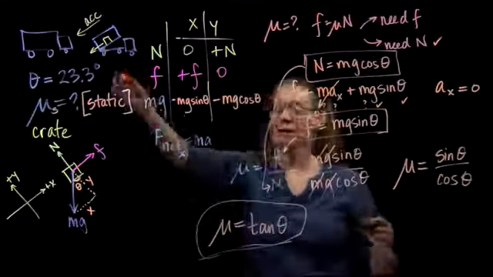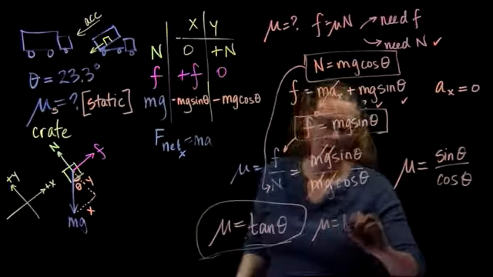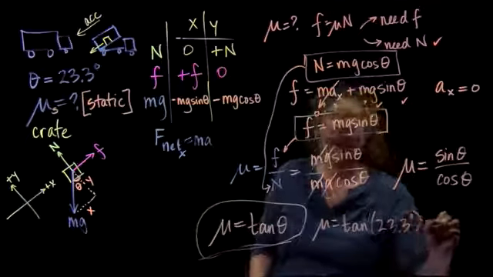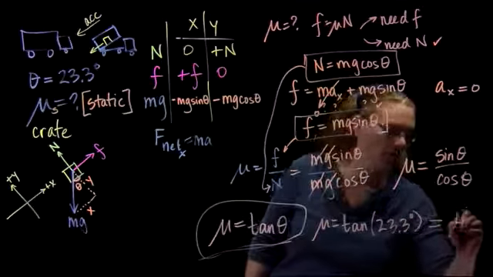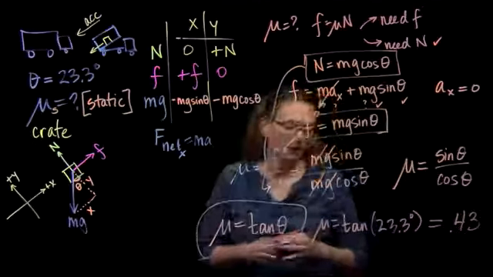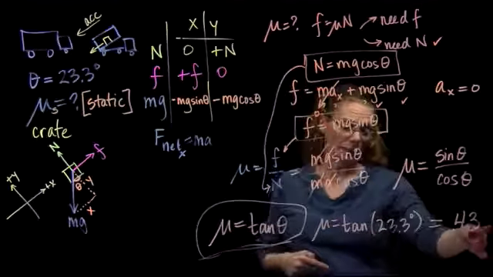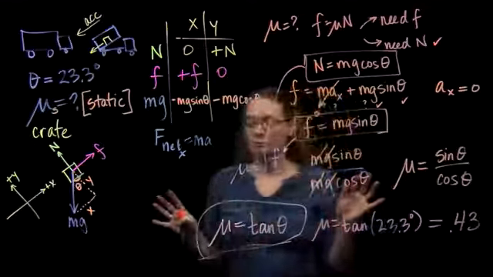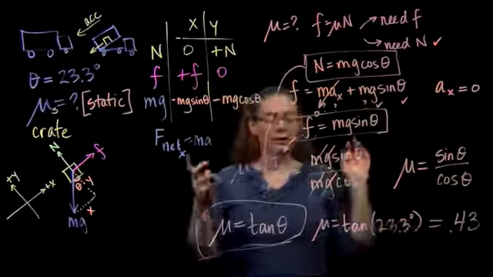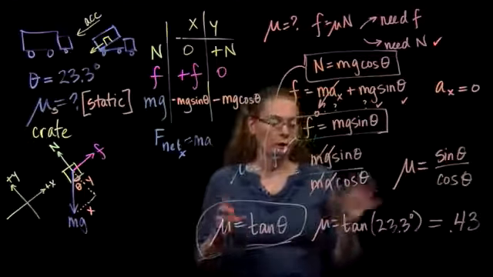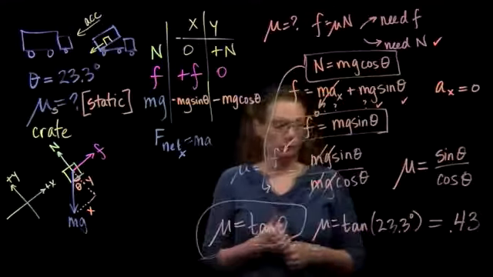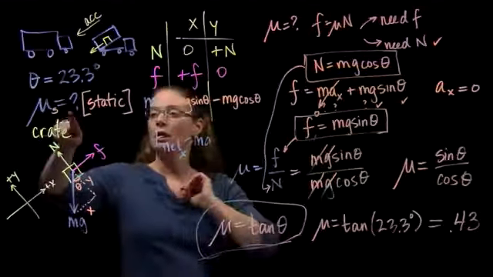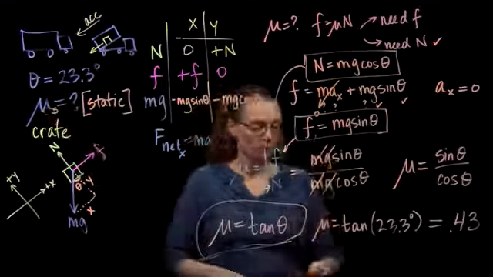So I know my theta, I can solve for mu. So mu is going to be the tangent of 23.3 degrees, which ends up being 0.43. And the tangent has no unit, so that has no unit, which is correct. The coefficient of friction is a unitless number. Is it reasonable? Well, we know that the coefficient of friction should be between 0 and 1, so yeah, that looks reasonable. Did we answer the question? We were looking for the coefficient, we figured out a coefficient, and I think we got this one done. All right, good job.